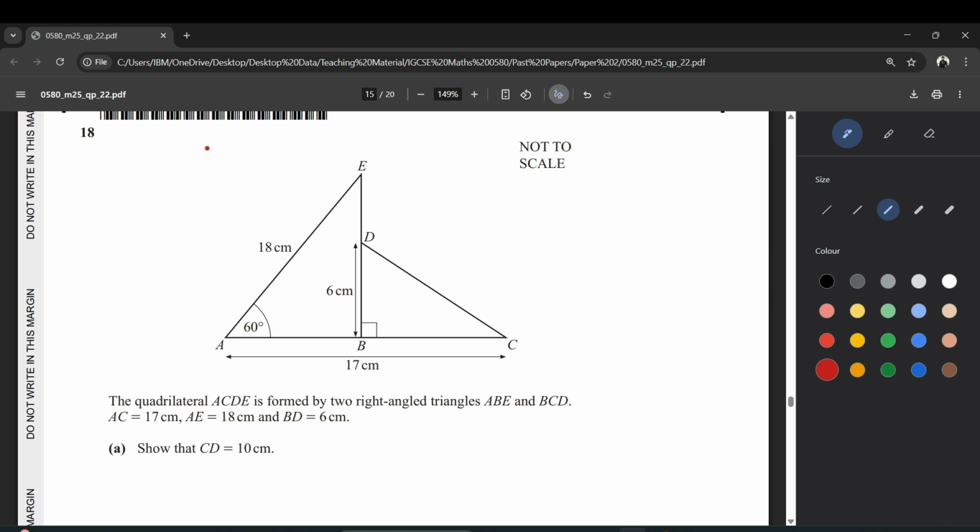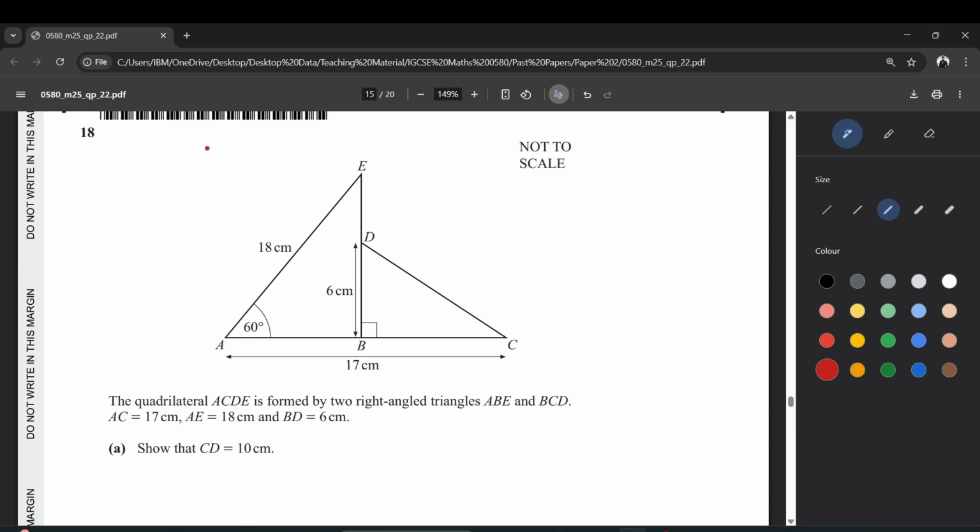Now let's move to question number 18. The quadrilateral ACDE is formed by two right-angled triangles ABE and BCD. AC is 17 centimeters, AE is 18 centimeters, and BD is 6 centimeters. Show that CD is equal to 10 centimeters. Okay, so CD is this length over here.